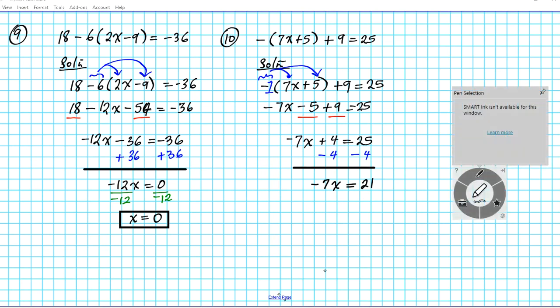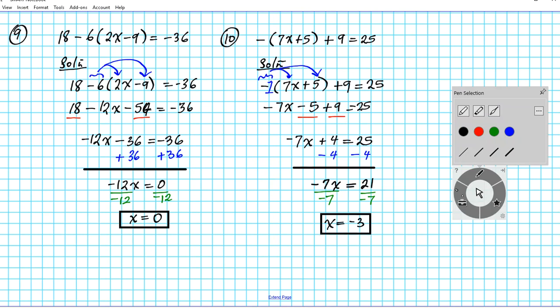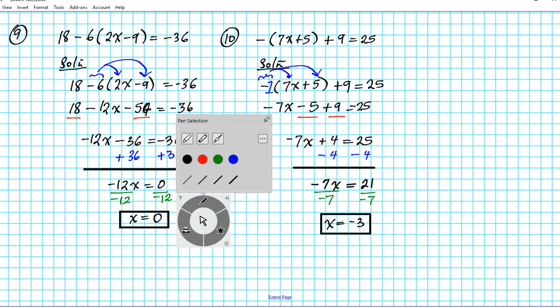Alright, so to finish this off, we're going to proceed to get x isolated. To get x isolated, we're going to divide both sides by the coefficient of x, which is negative 7. Divide both sides by negative 7, and it will give us our final result, which is x equals negative 3. Alright, so there goes the answer to question number 10. Alright, let's take a look at number 11.